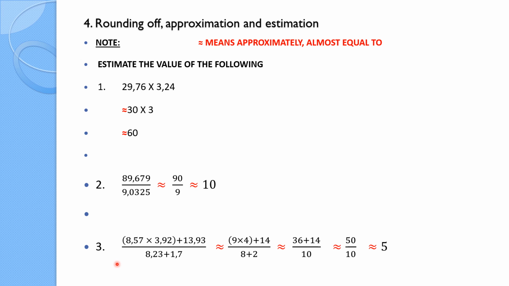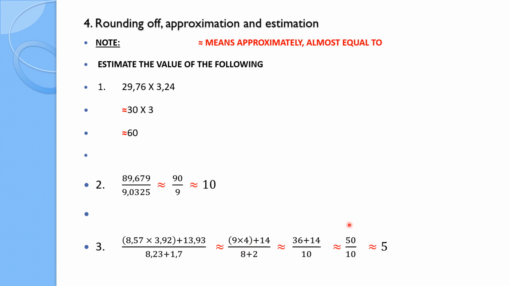Right? Take a longer sum there, 8.57 times 3.92 plus 13.93 divided by 8.23 plus 1.7. Right, so 8.57 is approximately 9. 3.92 is approximately 4. 13.93 is approximately 14. 8.23 is approximately 8. And 1.7 is approximately 2.